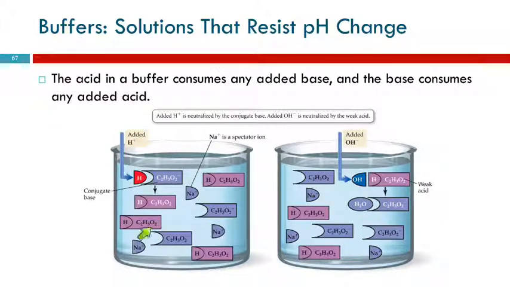So here's our buffer system. We've got the acetic acid and we've got acetate. The sodium's just a spectator. When we add acid to the buffer solution, the acid reacts with the acetate and forms acetic acid. That neutralizes the added acid. When we add base, the base reacts with the acetic acid, neutralizing the base, forming acetate. And so the pH does not change.